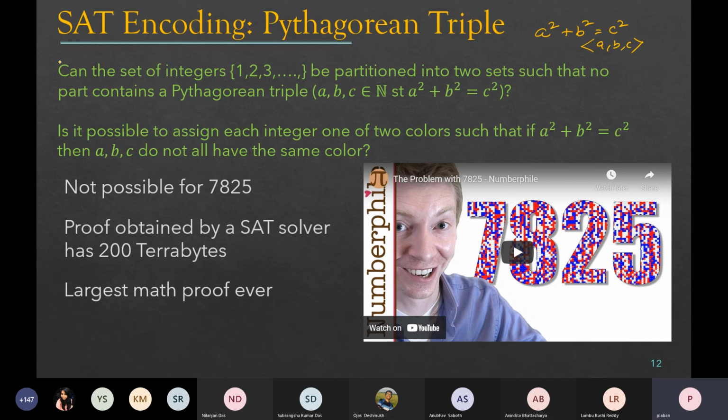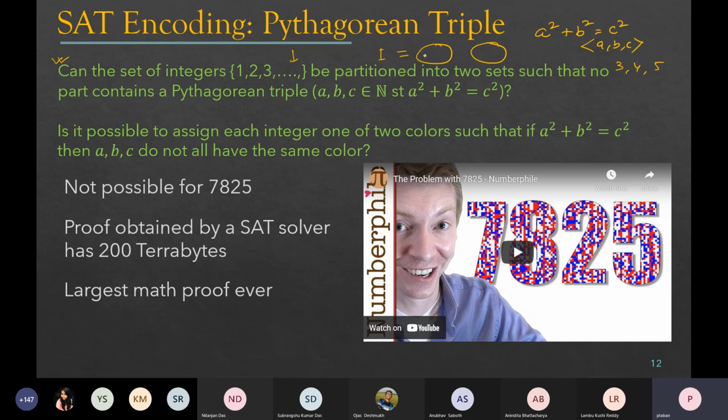Now, the particular problem that we are interested in is this: let's say we have the set of integers. Can we partition this set of integers into two sets such that none of these sets contains a Pythagorean triple? So we are dividing this set of integers into two sets. And if we consider this set of integers as a whole, we can find a Pythagorean triple like, say, 3, 4, 5. This is a Pythagorean triple, right?